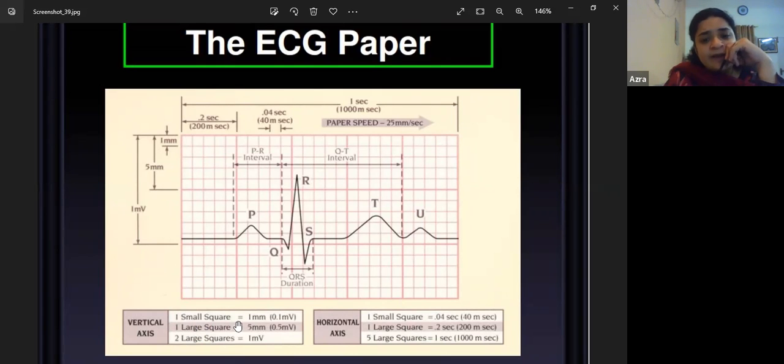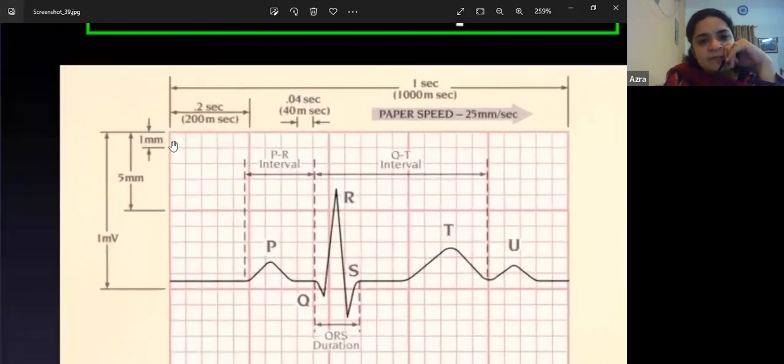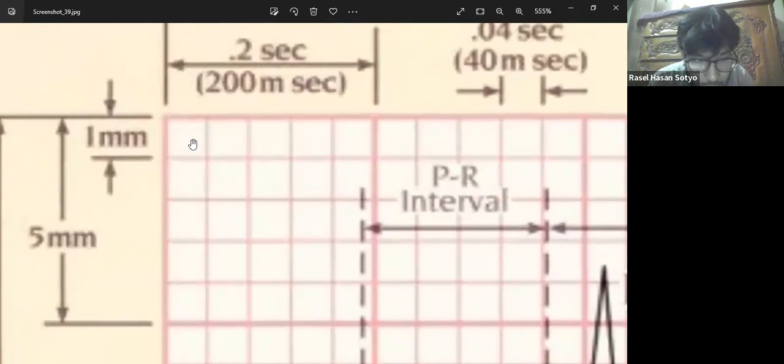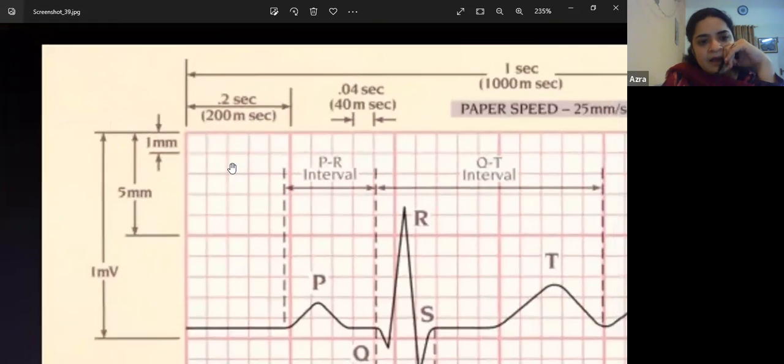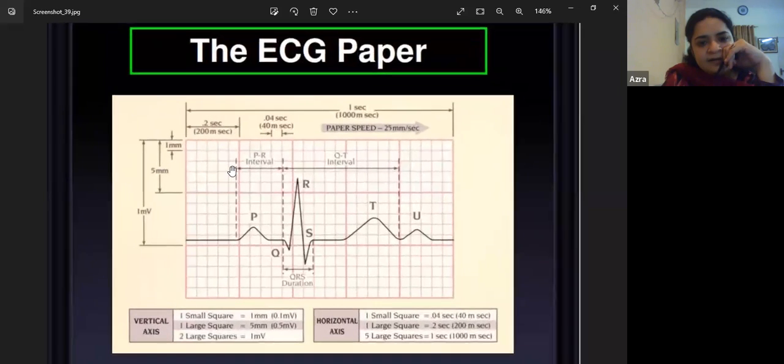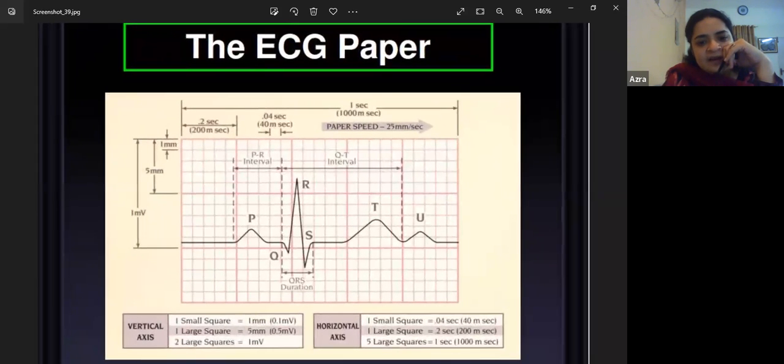So, one small square is equal to 1 mm, which means 0.1 mV. Look at here, this is the one small square. And this one is the one large square. And two large squares are equal to 1 mV.